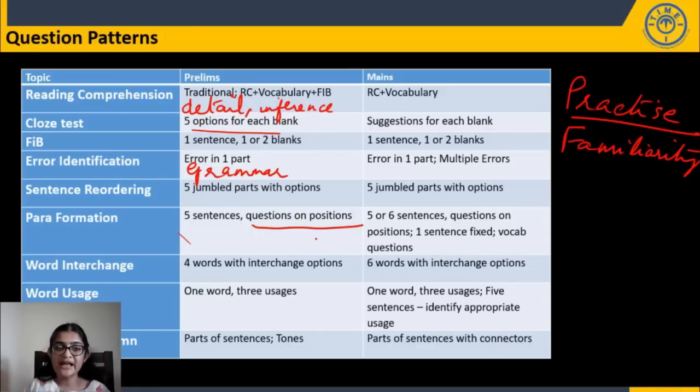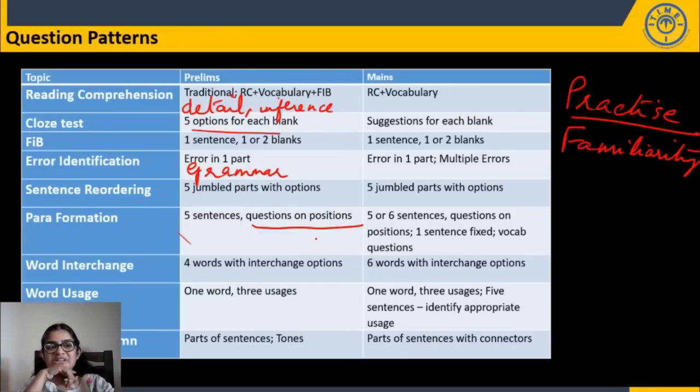That is, rather than ask you what is the correct order, they may ask you which sentence comes in the 3rd position, which sentence comes in the 2nd position, etc. For each question, remember, you will get 1 mark. But of course, you have to get the basic order right. If not, the entire section will go, right? But another trick is there.